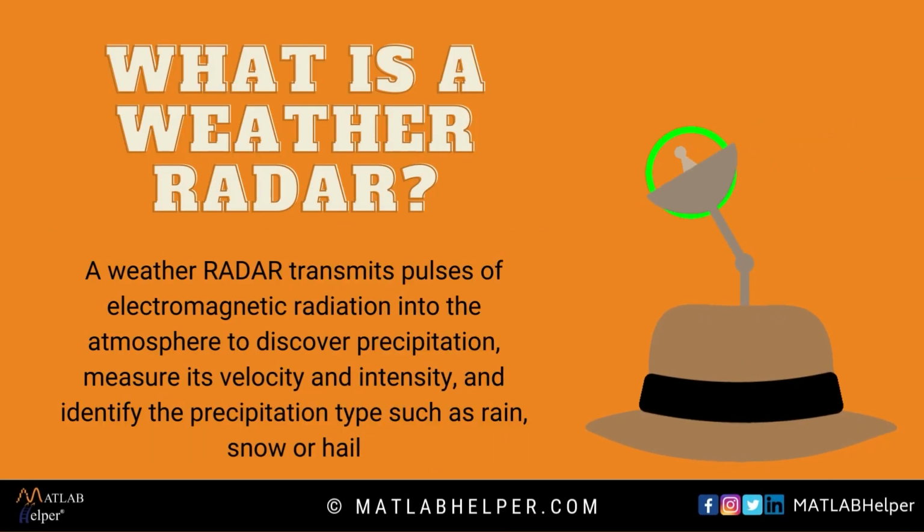But what is a weather radar? Weather radar, also known as Doppler weather radar, is an equipment that transmits pulses of electromagnetic radiation into the atmosphere to discover precipitation, measure its velocity and intensity, and identify the precipitation type such as rain, snow, or hail.